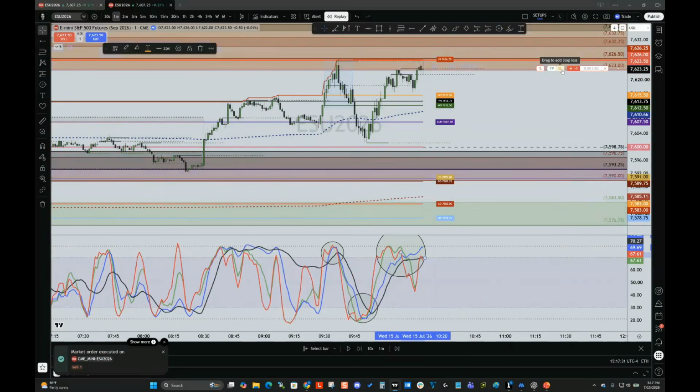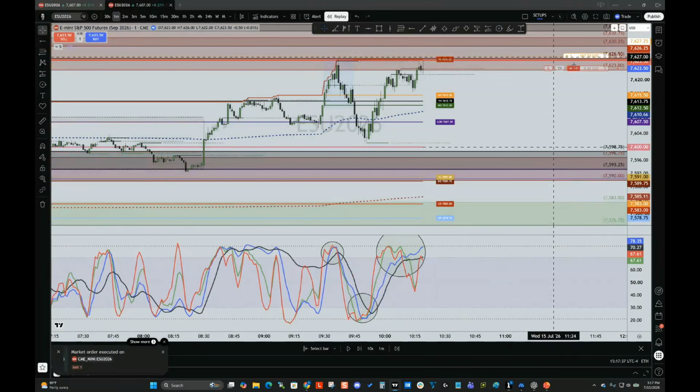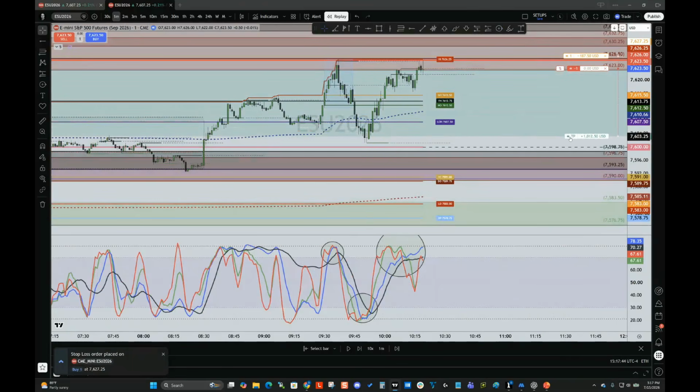As usual, my stop loss goes above the previous pivot high, which is also the high of the day. My take profit goes toward the low of the range, a little bit before the previous major pivot low.